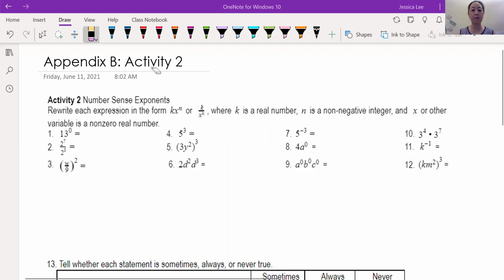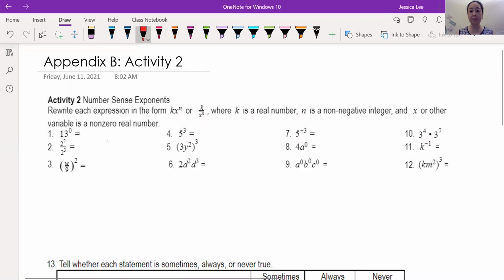And if you did not watch Activity 1, you will probably want to go do that, because a lot of what we're doing in Activity 2 assumes that you know all the properties of exponents. If you don't know them, go back and do that. Okay, so I'm assuming that you do know it now.